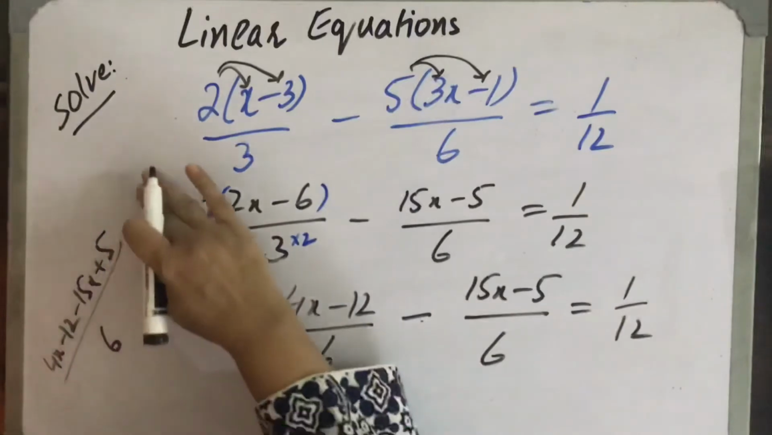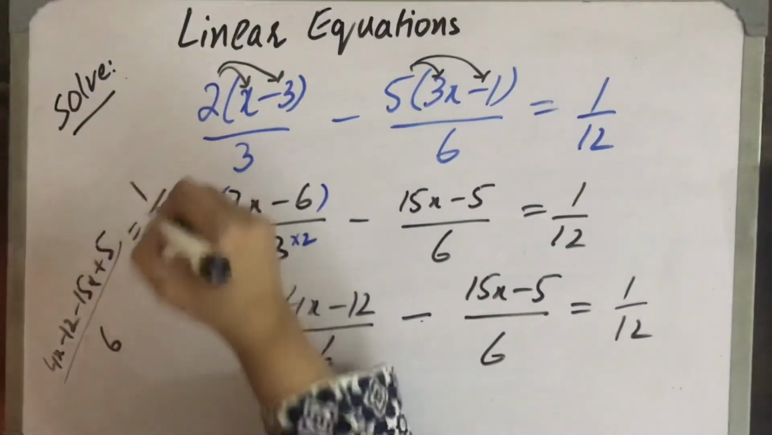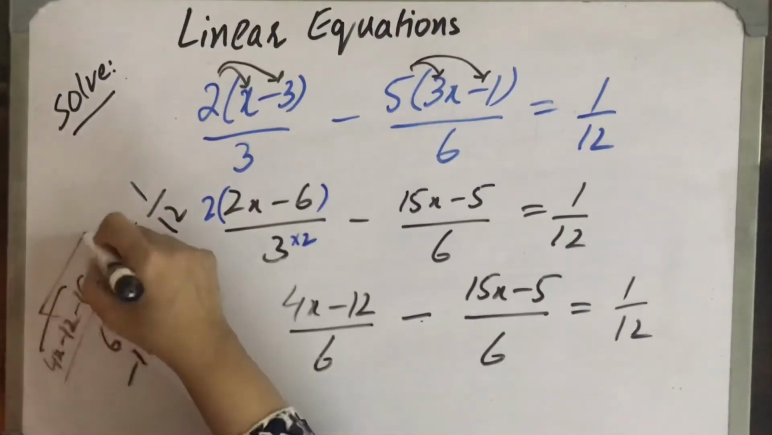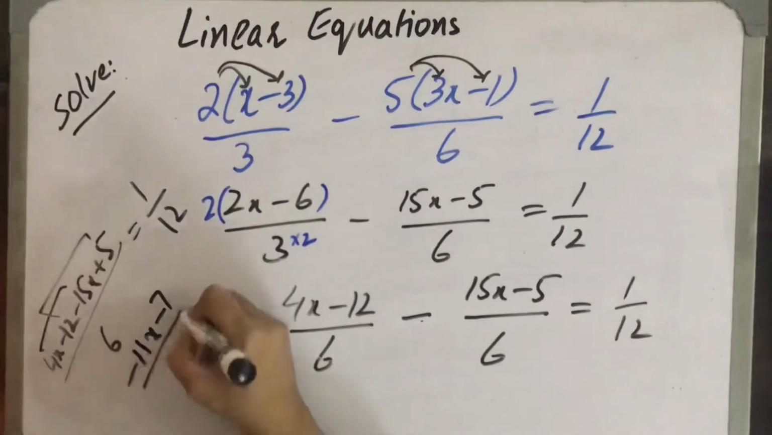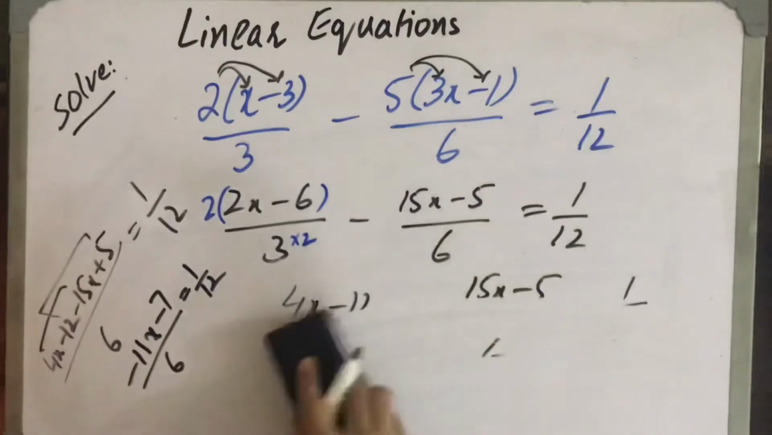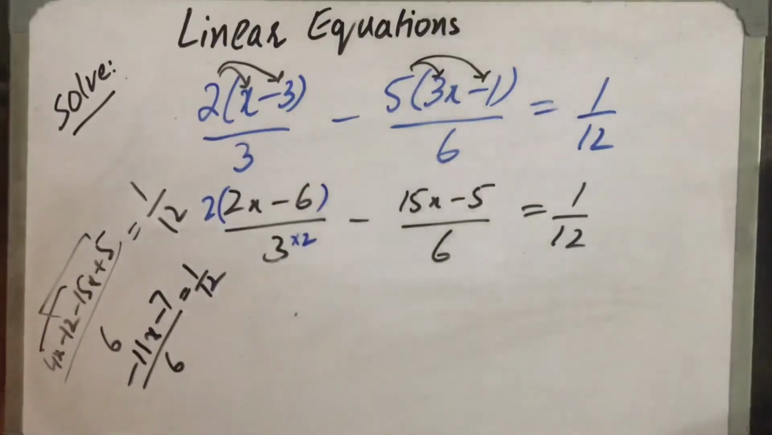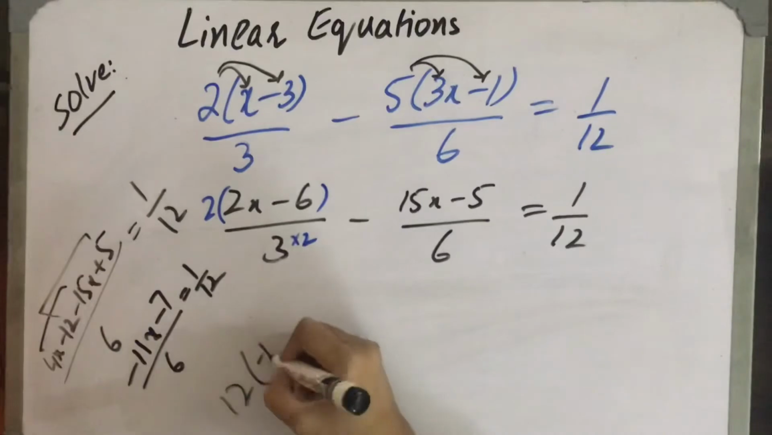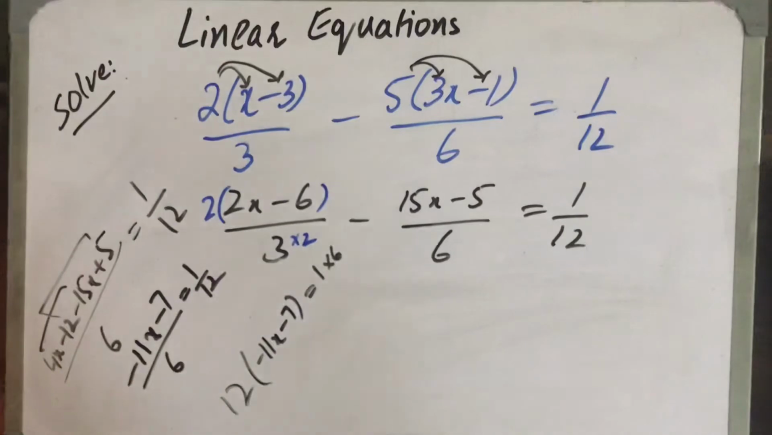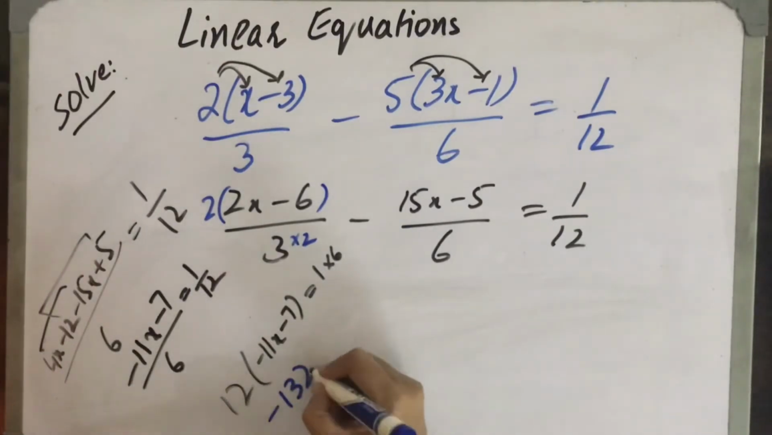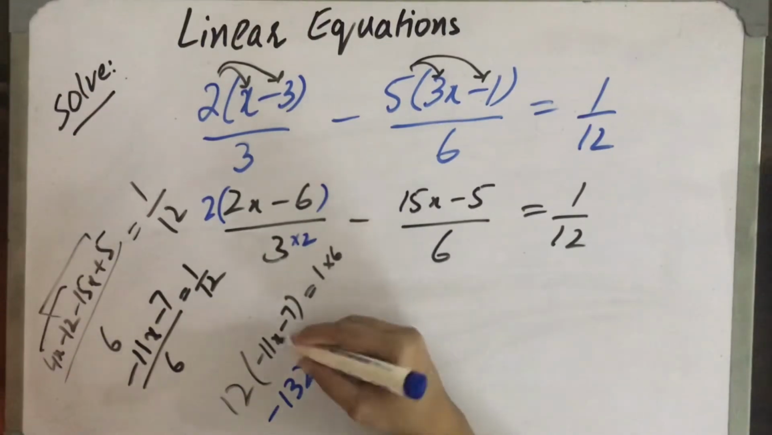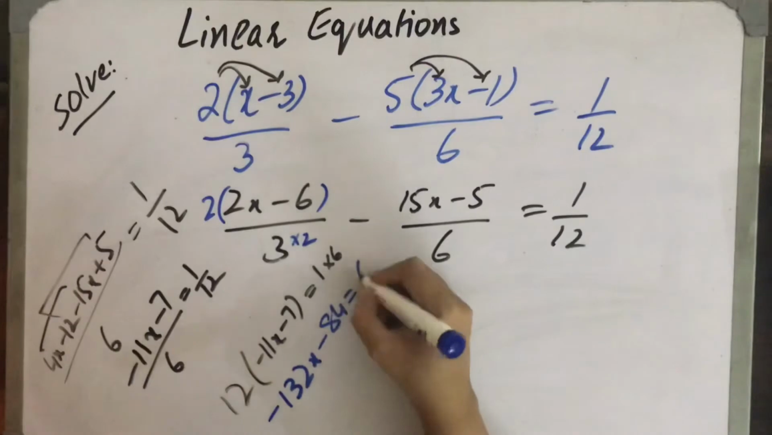We shall now cross multiply in the next step. 4x minus 15x will give me minus 11x. Minus 12 plus 5 will give me minus 7 over 6 equals to 1 over 12. When we have the cross multiplication, we shall multiply this 12 with 11x and 7, and we shall multiply this 1 with 6. It will be, I guess, minus 132x if I am not wrong. 12 tens are 120, 120 plus 12 is 132. Then I have minus 84 equals to 6.